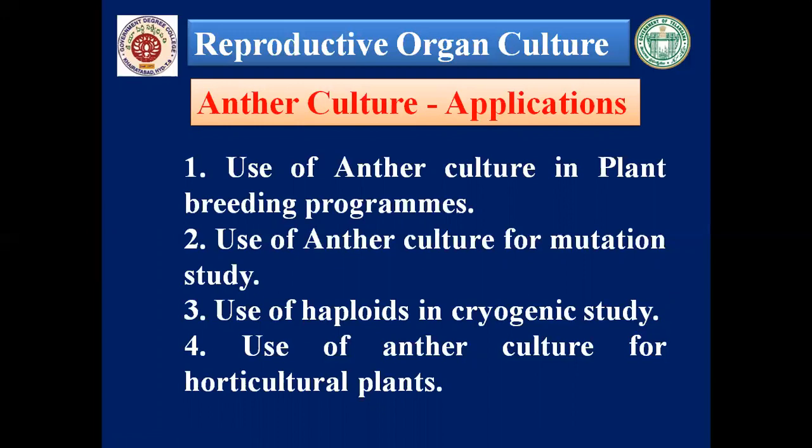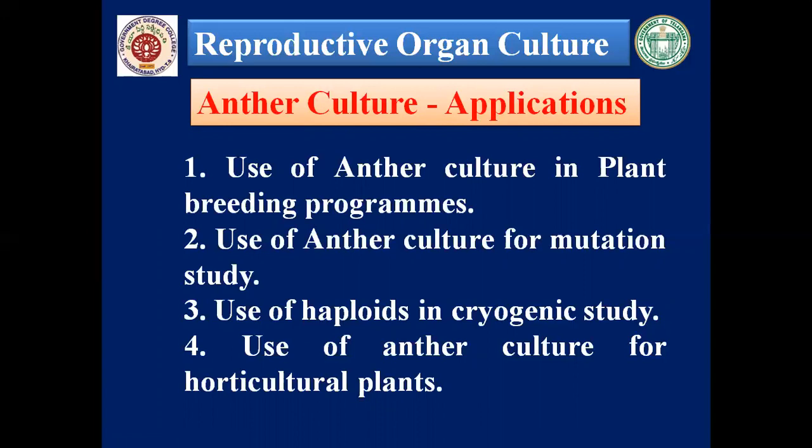By anther culture, homozygous diploid plants can be produced within a year as compared to the long inbreeding methods taken in conventional plant breeding programs, which might take almost 4 to 6 years. This is another advantage over conventional plant breeding methods.